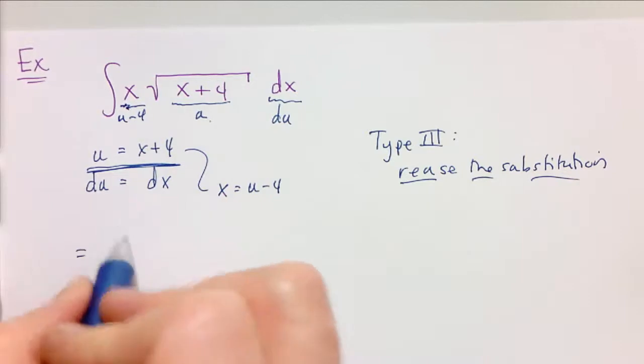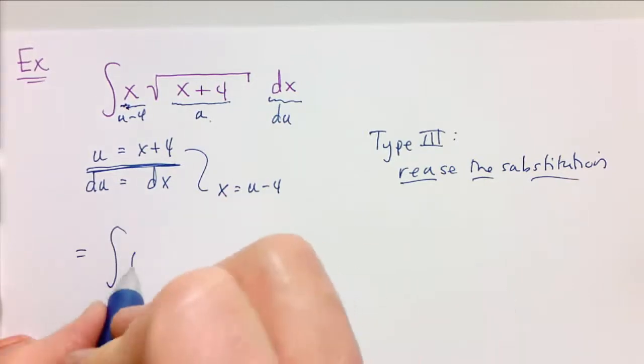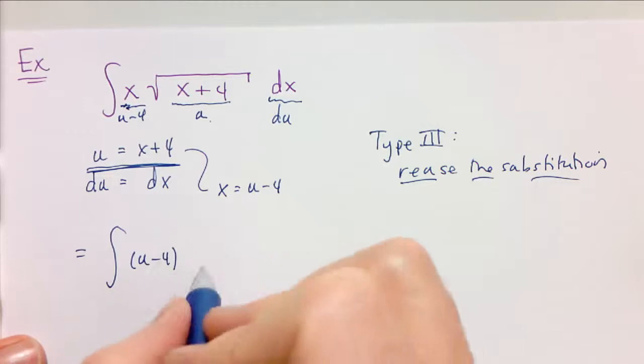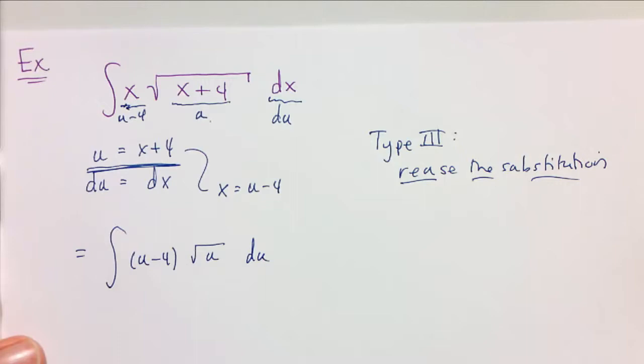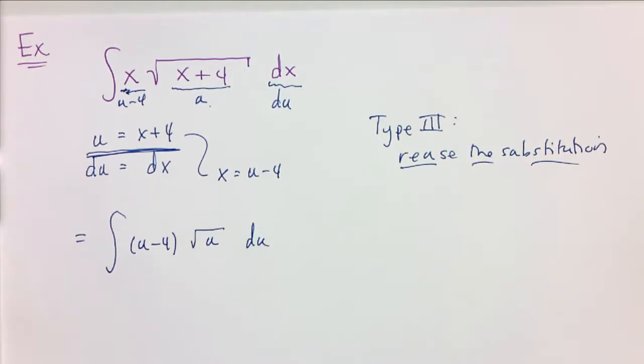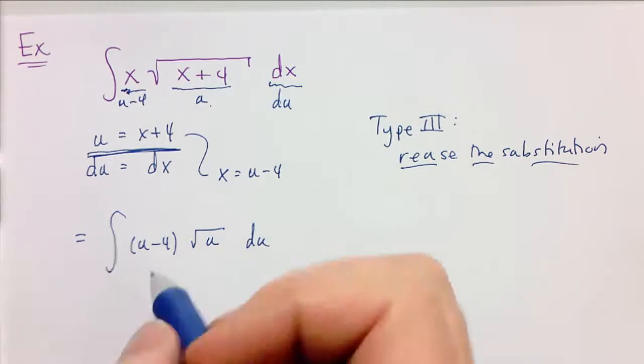And now we rewrite our whole integral. So I have u minus 4, that's the same as x, times the square root of u, and then dx is the same as du. This appears just as complicated as what I started with. But if you look carefully here, we can now deal with this.